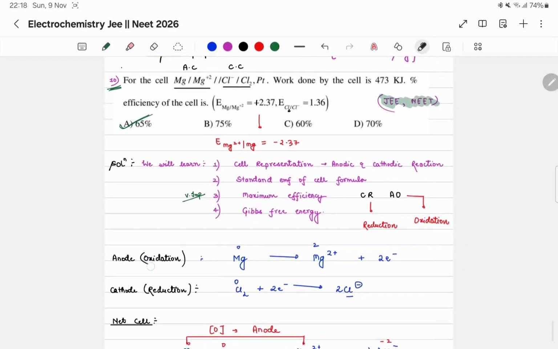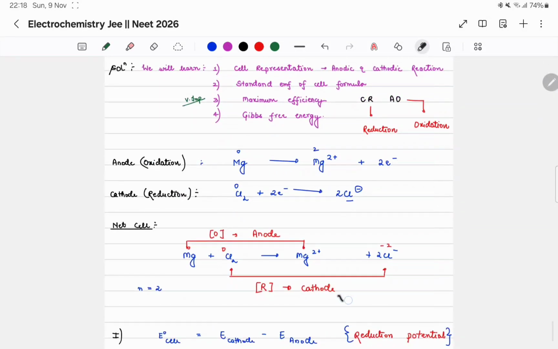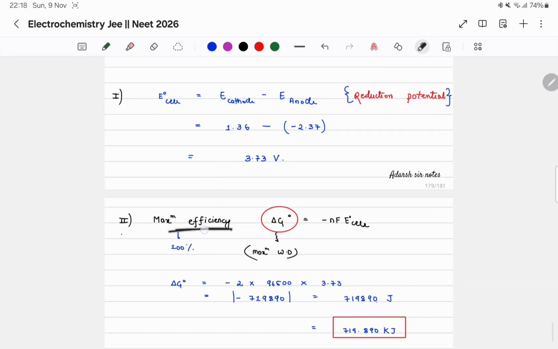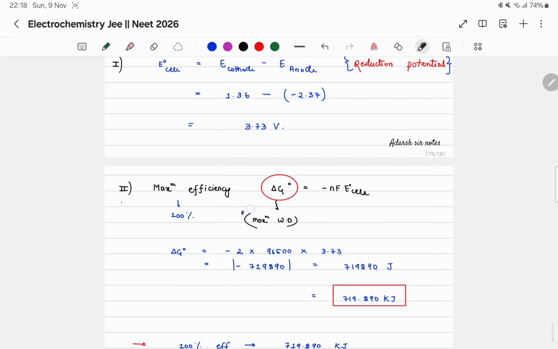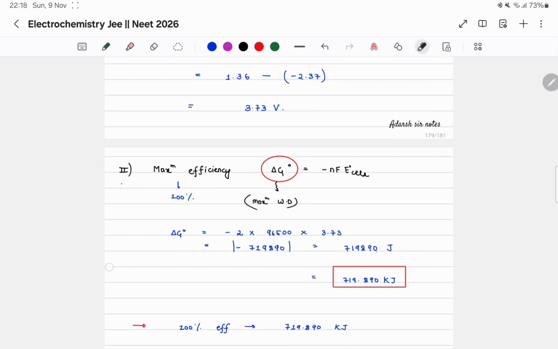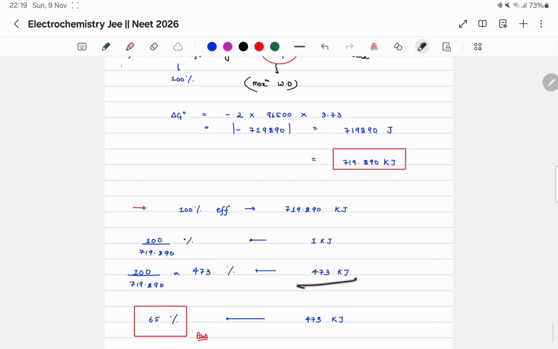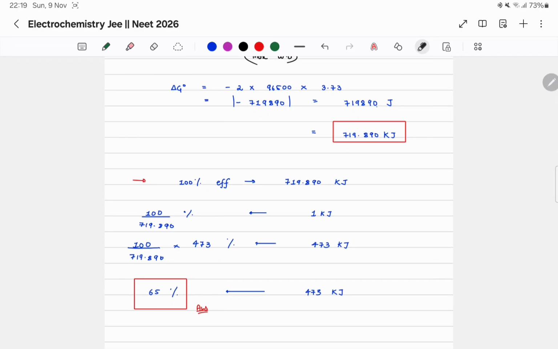Let me give you a summary. In this question, first I wrote the anode and cathode reactions. Then I wrote the net cell reaction where I found n is equal to 2. Then I wrote E naught cell as E cathode minus E anode, and those values have to be in reduction potential. Be aware. That's why I made these changes and got 3.73 volt. Then, maximum efficiency: whenever they are asking, I need to use the formula delta G naught is equal to minus nFE naught cell. That represents maximum work done. I put the n value, then F and E naught cell, and got a value in joule. Then I converted into kilojoule because the question demands it. For 100% efficiency we get 719.890 kilojoule, so for 1 kilojoule it will be 100 divided by 719.890. For how much is it asking? 473. Just multiply it. You will get 65%. So that was this question.